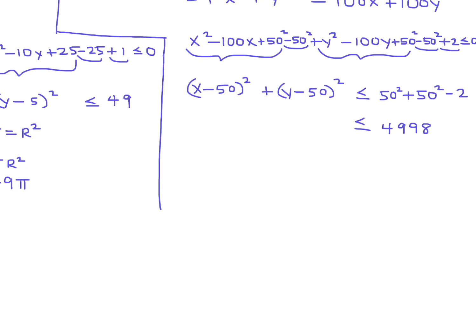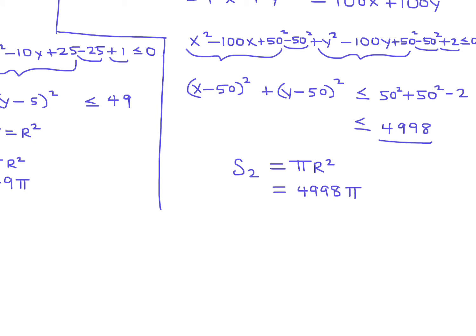Okay, so that means this is a circle. Everything inside the circle also counts, because it's less than or equal to. And this time the radius squared is 4,998. So S2, the area, is pi r squared, and r squared is 4,998.